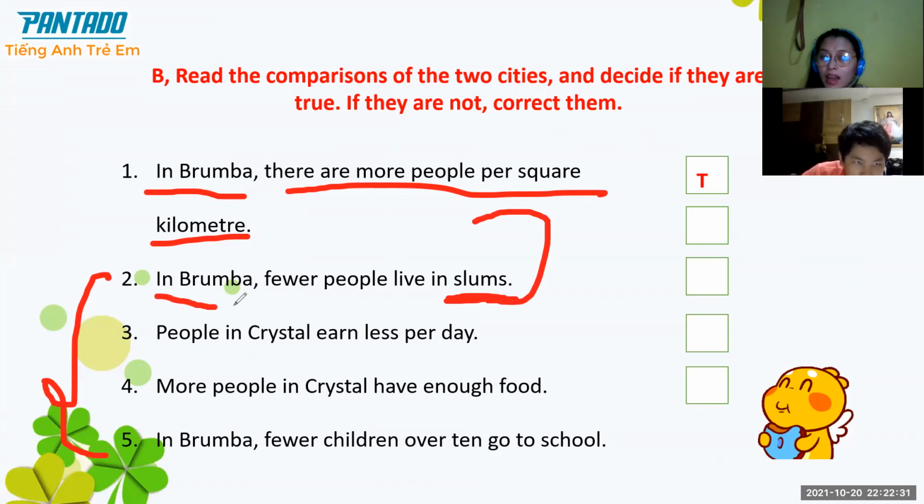Okay, what city is that? In Brumba, fewer people live in slums. Is it Brumba or Crystal? What do you think? False. Okay, that is false. What makes it wrong? Can you try to check it?